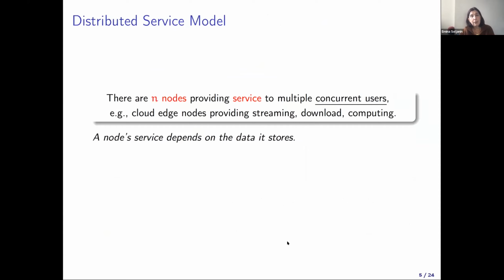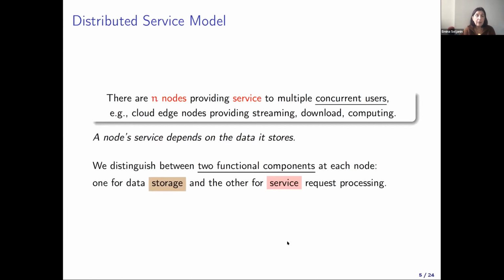So I have a distributed service model in which I have n nodes that provide service to multiple concurrent users. For example, Cloud Edge nodes can provide streaming, download, and they can also provide computing. So those A and B don't have to be content, it can be content which is associated with some computing, like a description of a matrix with which you want to multiply, for example. And the node service depends on the data that node stores, in the sense that if you go to cinema 1, you can only see movie A.